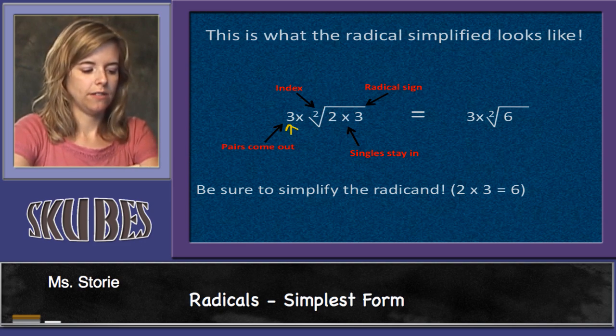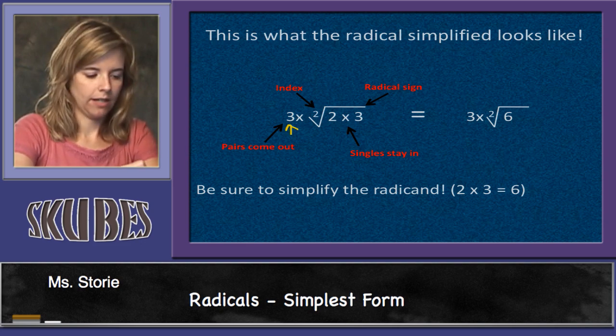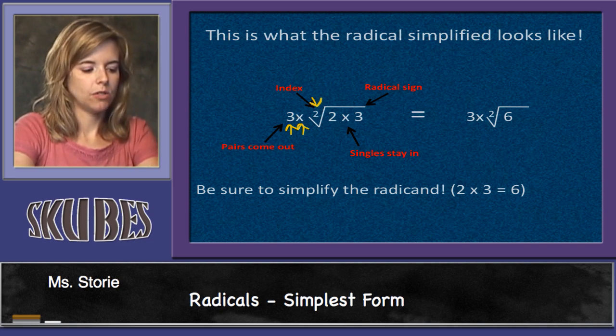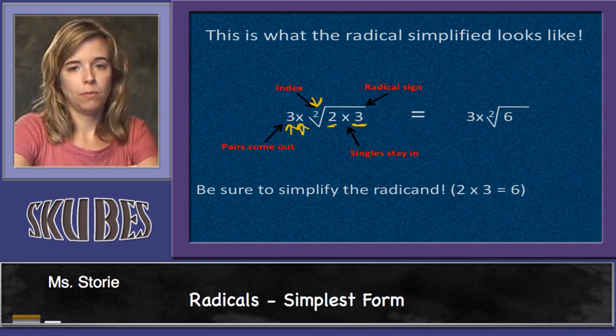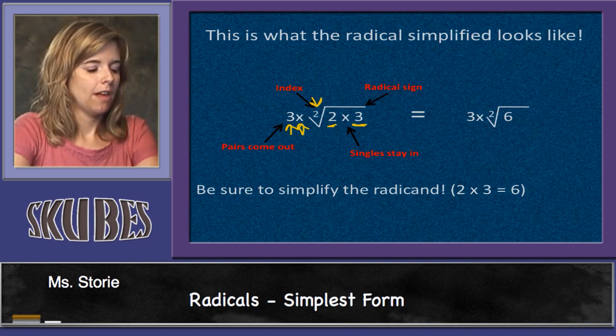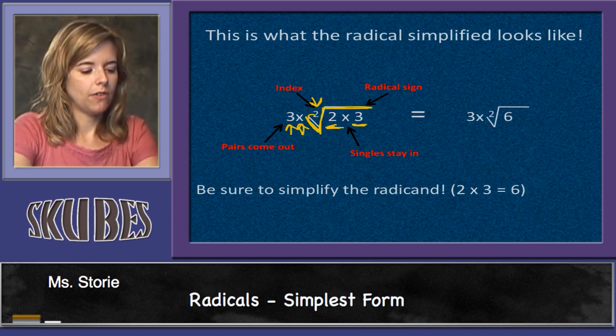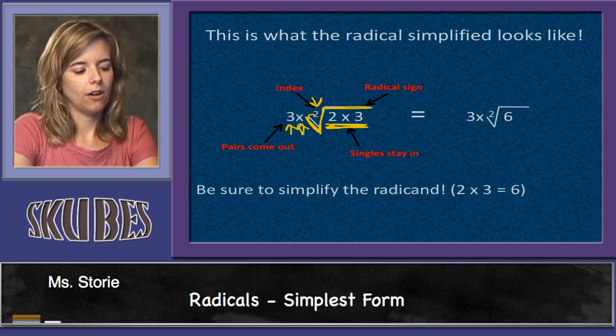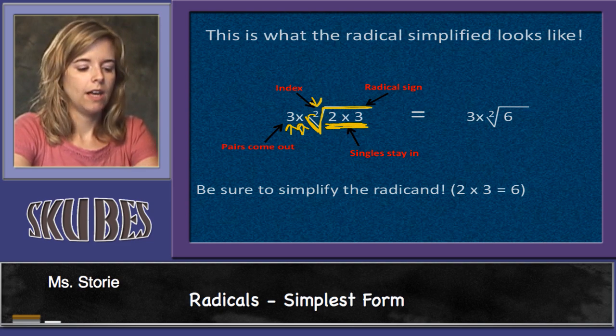There was a pair of 3's, so we just write 3 one time, telling us there's a pair, because that's what the index says. There were a pair of x's, so we just write them one time. And that lonely 2 and the 3 are left behind because they didn't have a pair. They were single. So they have to stay in. Underneath this radical sign, you have to make sure that you have simplified completely everything here, and 2 times 3 is not simplified. You actually have to do the multiplication. 6 is the simplified answer.